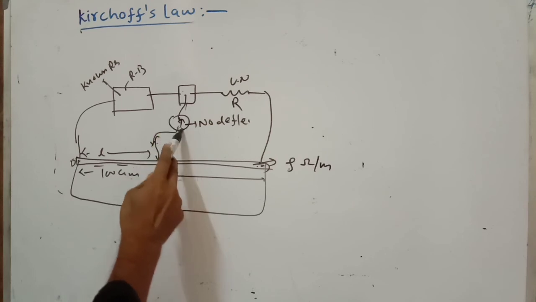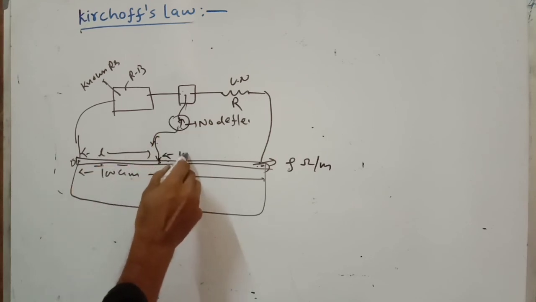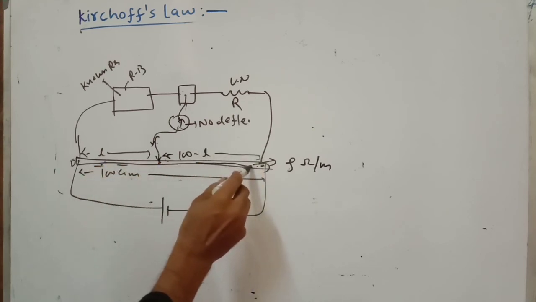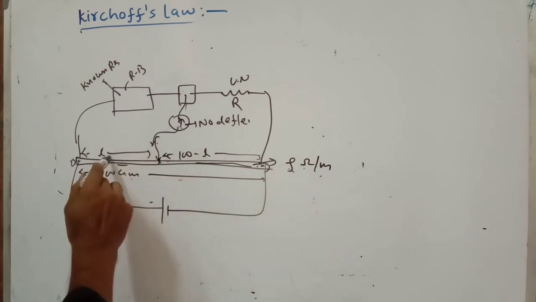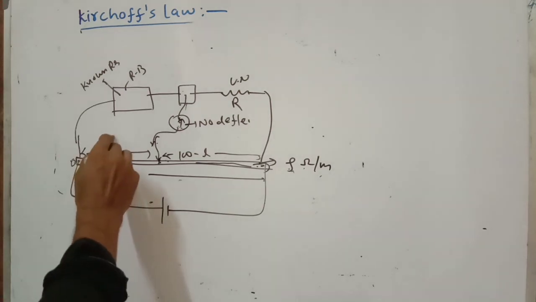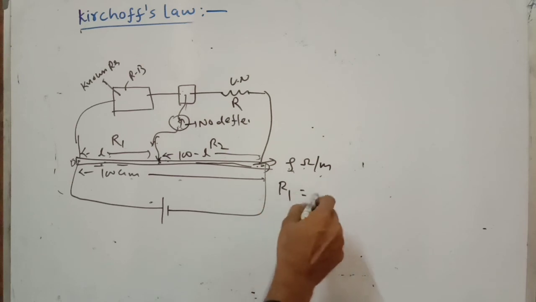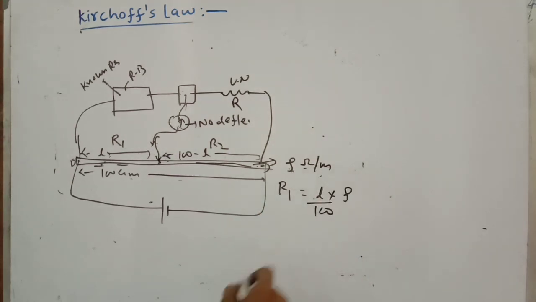No current, or no deflection, in the galvanometer. So this one is 100 minus L. The resistance of the wire in the meter bridge is given as rho ohm per meter. So for length L meter, what is the resistance? Let us consider R1 and R2. Here R1 you can write as L by 100 into rho ohm per meter.